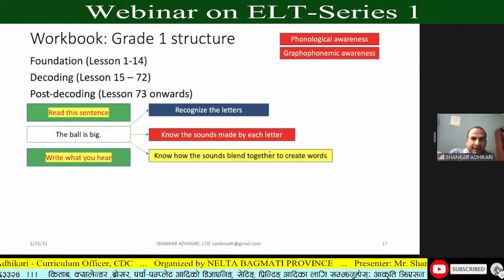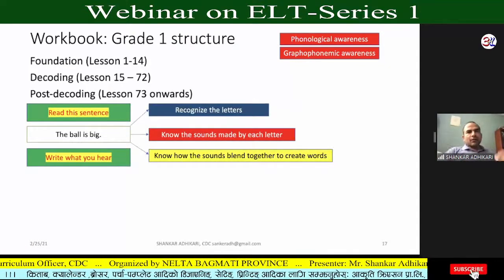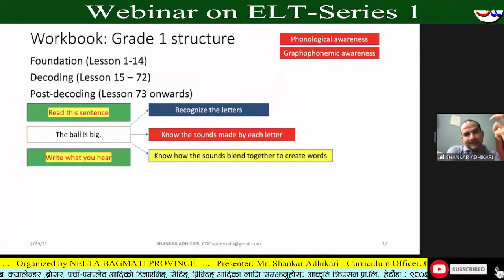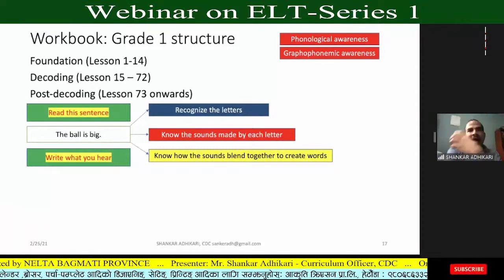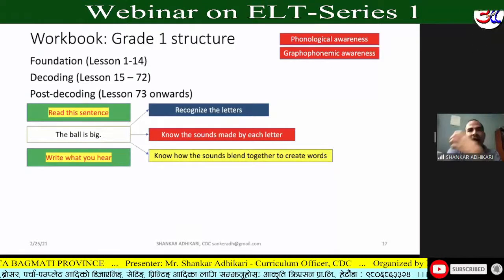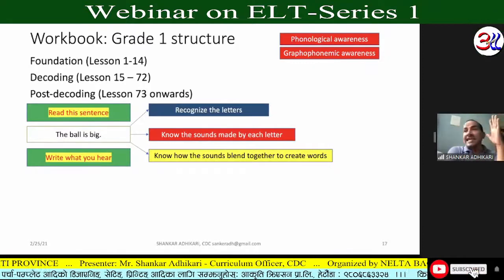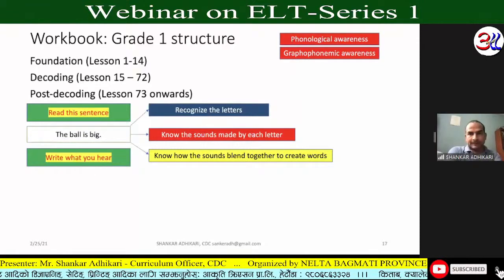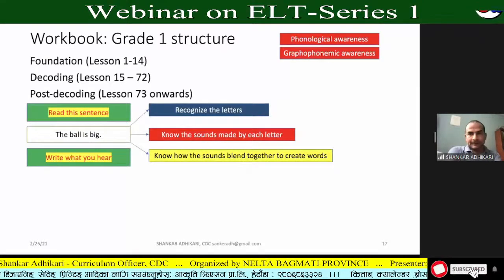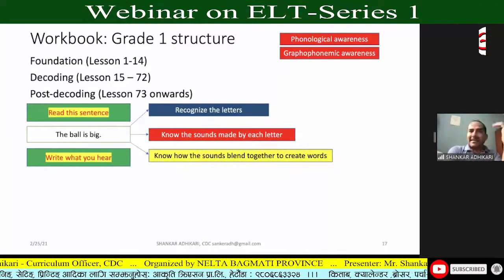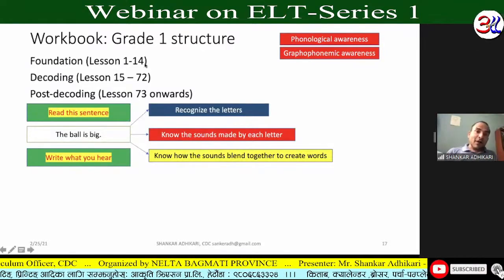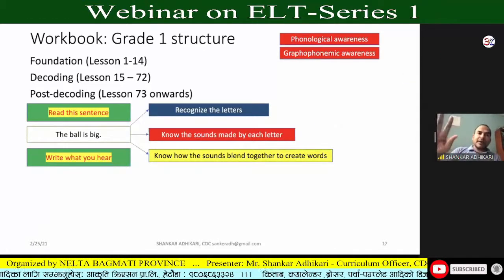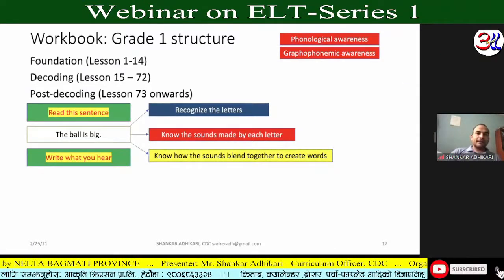When we talk about grade 1, once the students come to our school, or once the students get admission to the schools, that's what we have assumed while developing the workbook. That's what CDC has assumed in developing those materials. So lessons 1 to 14 are the foundation stage, during which the teachers are expected to do pre-activities only, right?